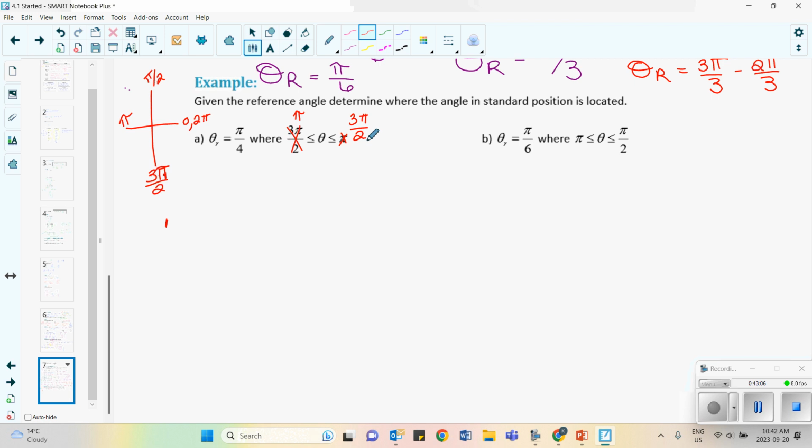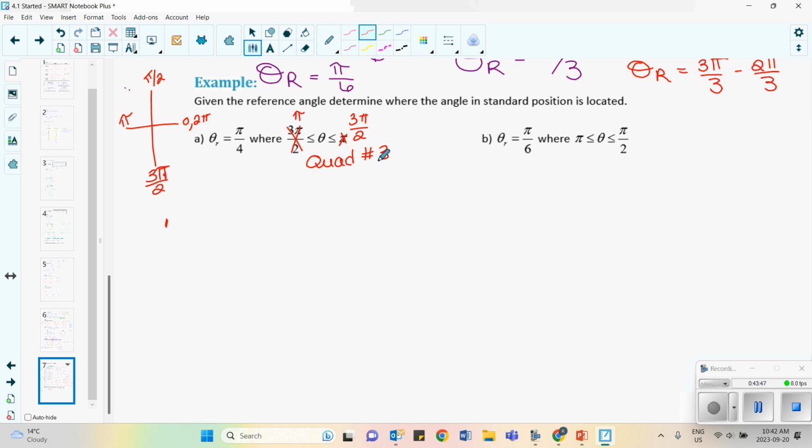So, theta has to be less than or equal to 3 pi over 2, but greater than pi. So really, look at those two numbers. Where do we see them? Pi and 3 pi over 2. Where are you? Quadrant 3. So this restriction says my answer has to be in quadrant 3. That restriction is telling me I must only work in quadrant 3.